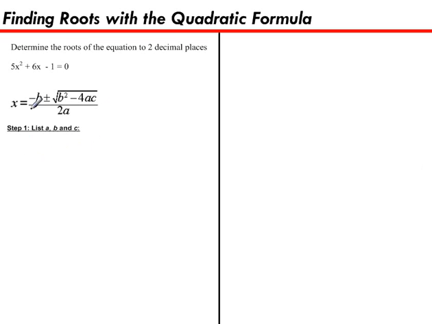So a is the very first number. It's the first coefficient, and in this case a is equal to 5. It's a positive 5. B is the number in the middle. It's the second term, and the sign is very important. It's a positive 6. So I'm going to go ahead and list that as 6. And C, you might guess, is the final term, and it's a negative 1. And now that I've got all 3 numbers listed, I can start plugging them into the formula.